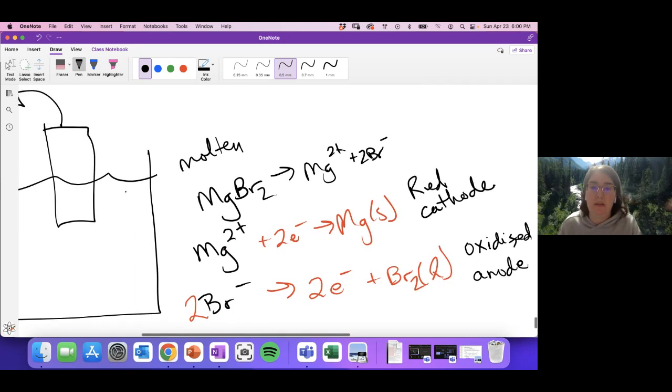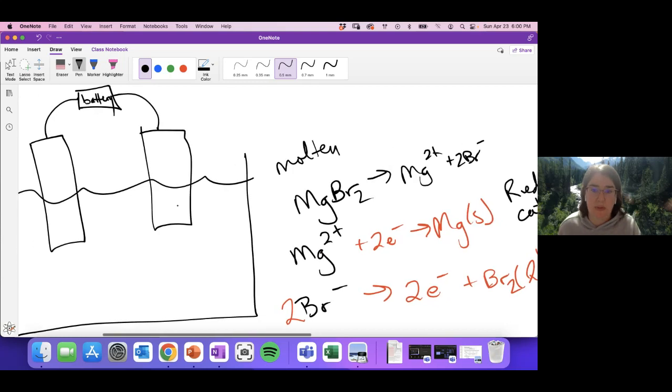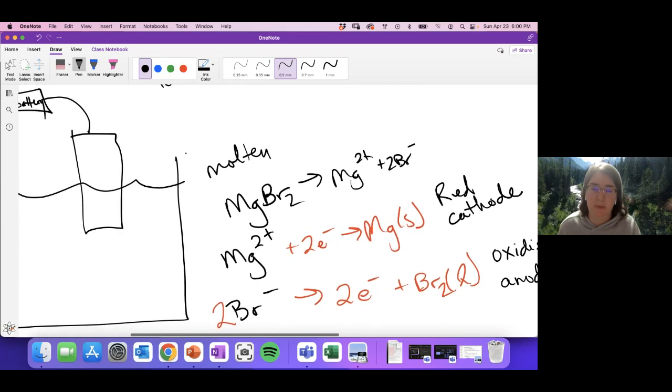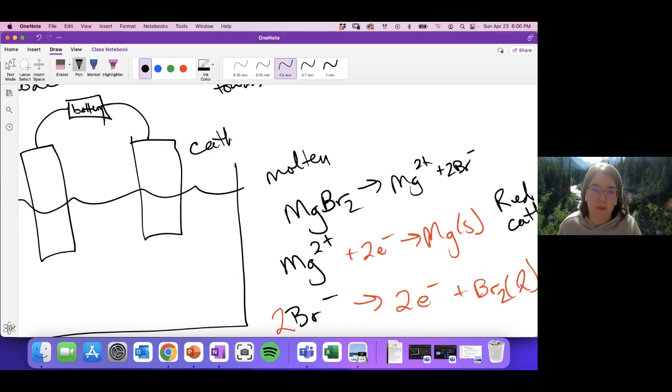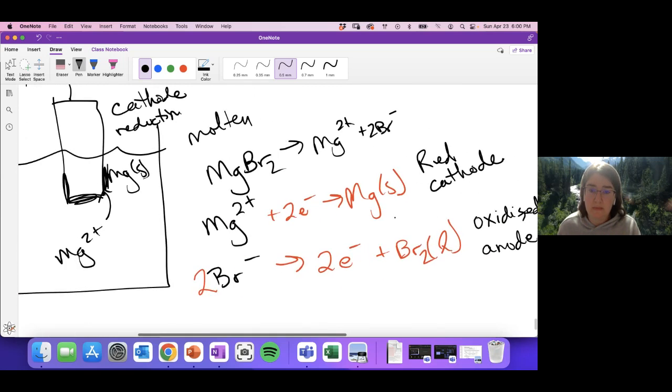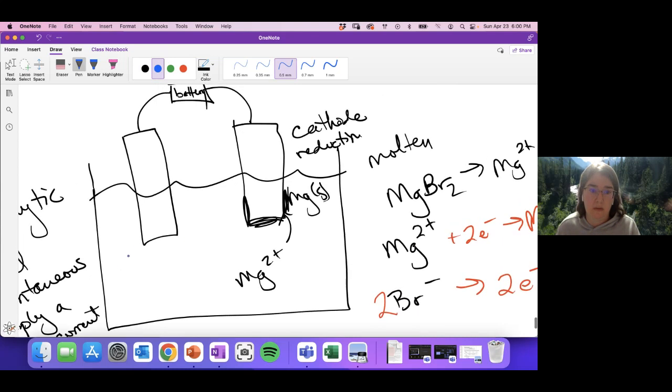So I could go ahead and say that I am basically coating, let's put the cathode over here. So my cathode's over here. This is where reduction is happening. So I'm getting magnesium 2+ to turn into magnesium solid, which means I'm getting a coat or a layer of magnesium on this electrode. And then my anode is generating bromine as a liquid because that's where it's being oxidized, because an anode is the site of oxidation always, no matter what.